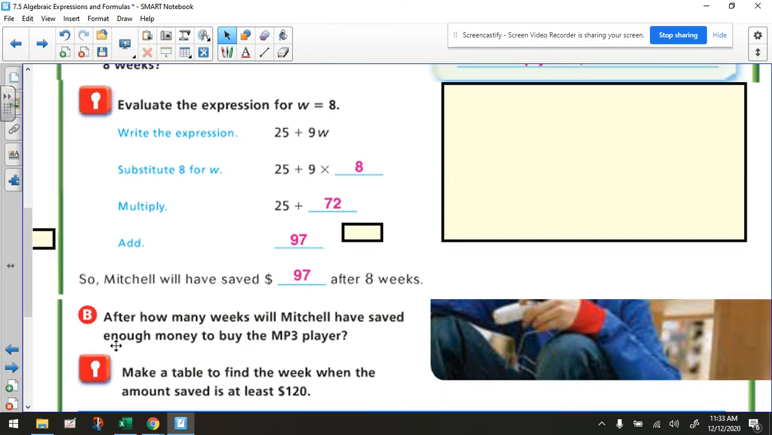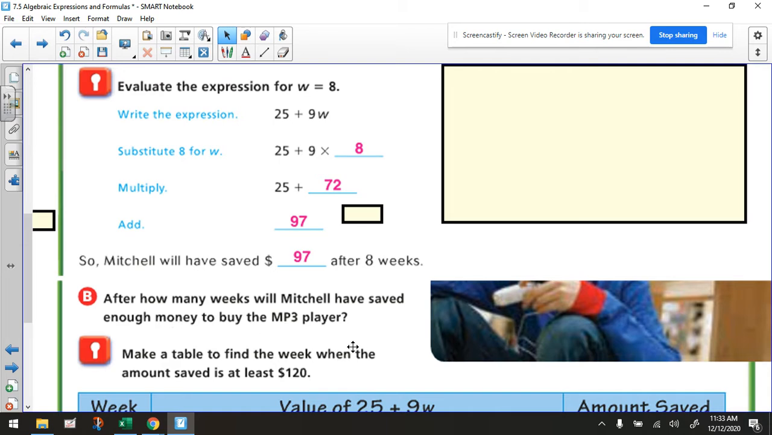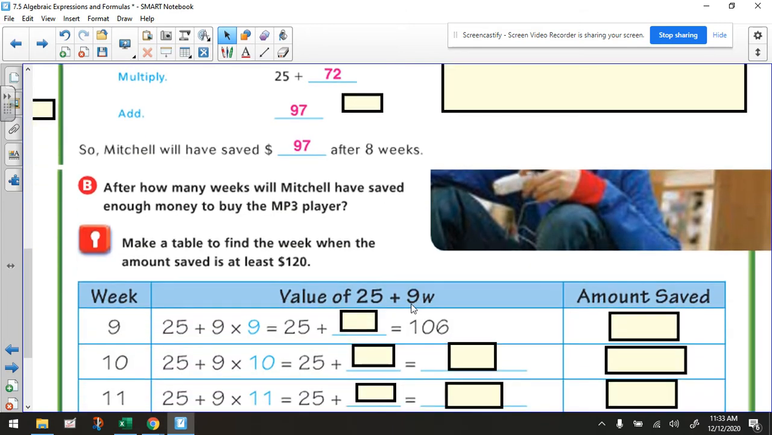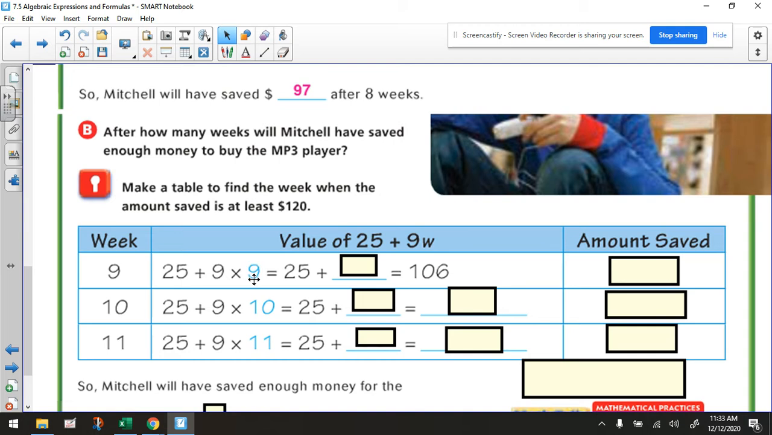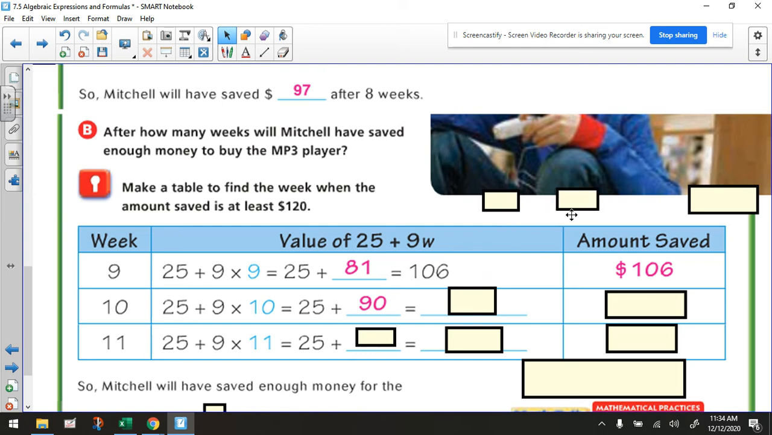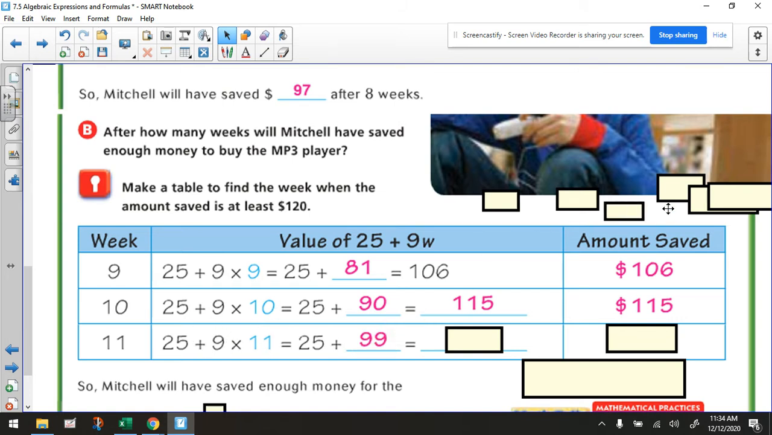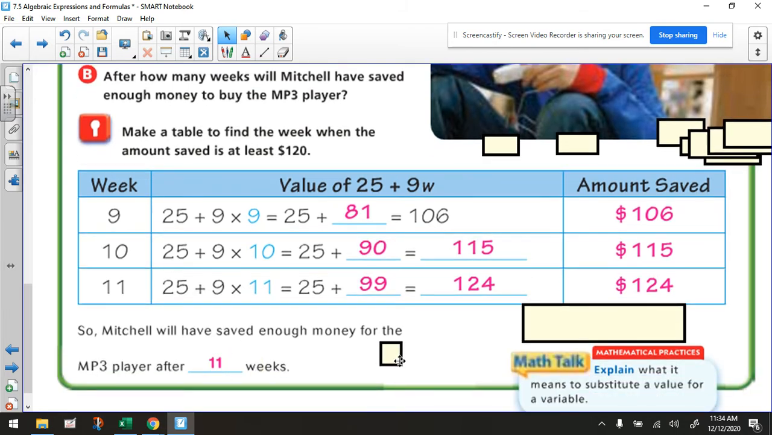After how many weeks will Mitchell have saved enough money to buy the MP3 player? If we were asked to make a table to find the week when the amount saved is at least $120, we could look at week 9, substitute that value into the expression. If we substitute in the 9 and multiply the 9 times 9 first, we get 81, and that would be $106 saved. What if we plug in 10 into the expression? We would have to do the 9 times 10 first, which would give us the 90, and then add the 25, which would be $115. Remember, we want to get to $120. So let's see if week 11 is going to do it. We would multiply the 9 times 11 first, which would give you the 99, and then add the 25 to the 99, and you have enough money. That's enough, right? Because we need 120. We have more than that, which means we're going to be in good shape after 11 weeks.